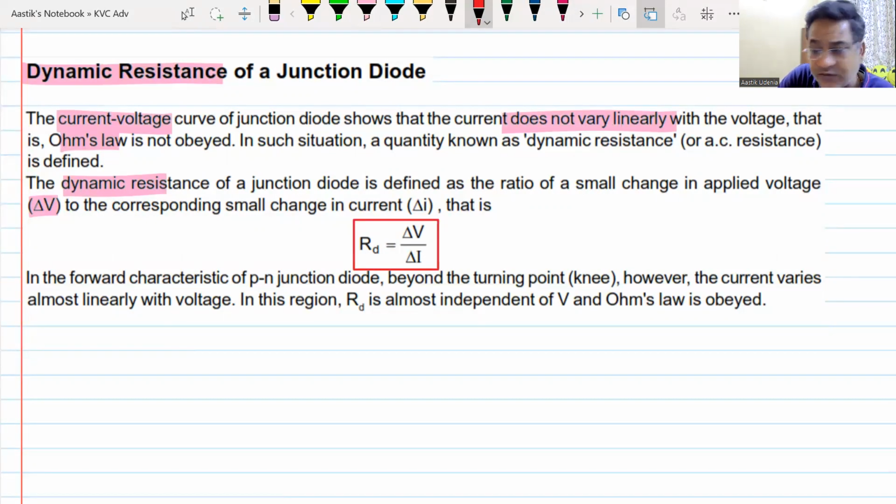I'll give you a minute to note it down. So whenever someone talks about the resistance of a diode, he is talking about the dynamic resistance. Small change in voltage between 2 points divided by the small change in current between the 2 points will give you a resistance. That resistance is known as the dynamic resistance. You have 2 minutes to note it down fast.